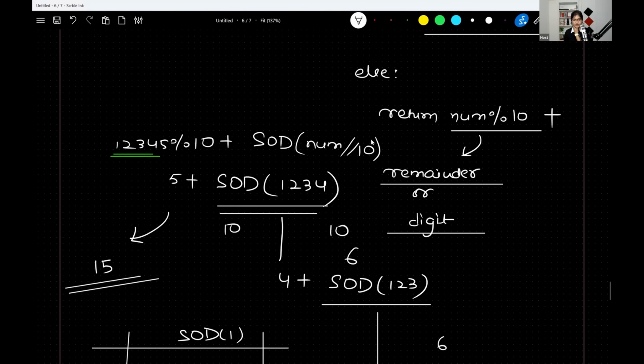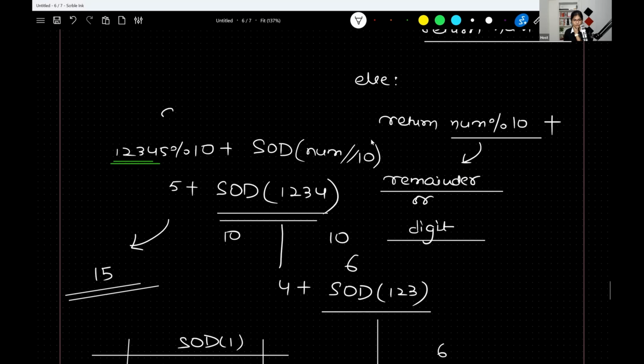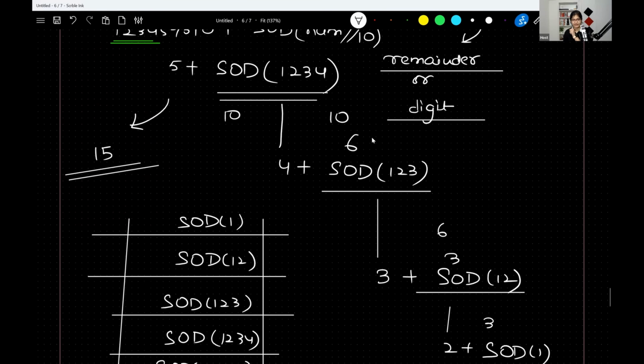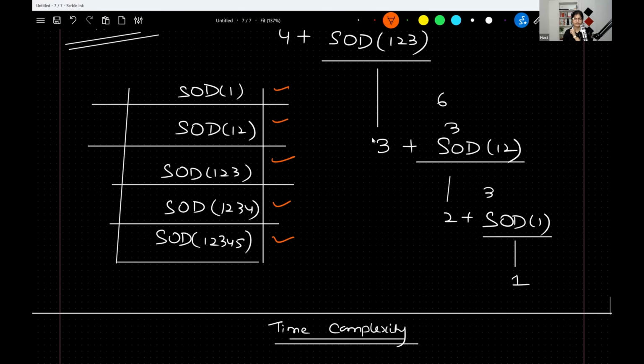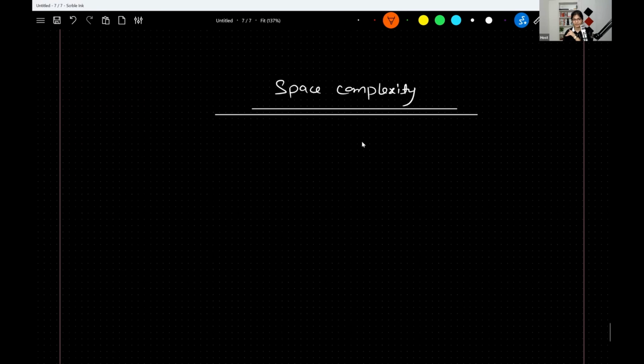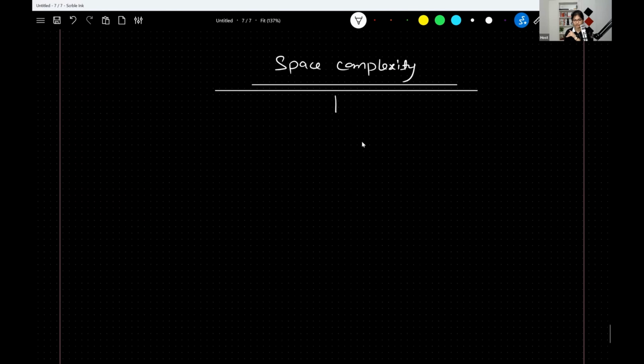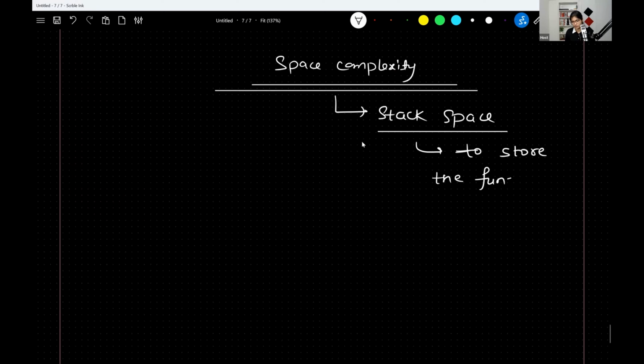Because here, if you observe, we have started with 1, 2, 3, 4, 5. We have 5 digits here, so 5 levels of space we are using in the stack also. Basically, because we are using an external data structure, which is the stack space, to store the function calls, in this case it will be big O of n.